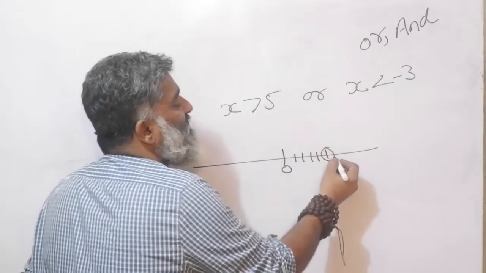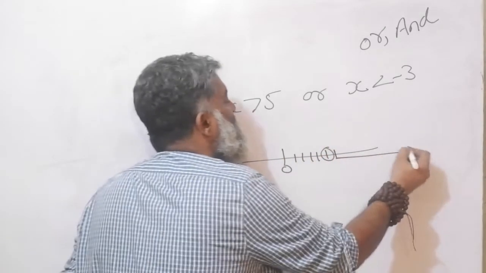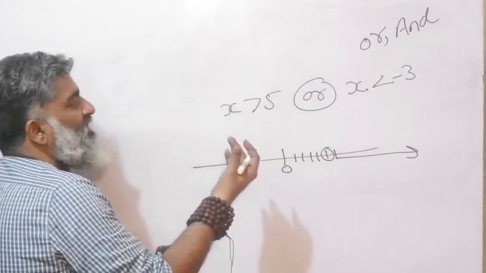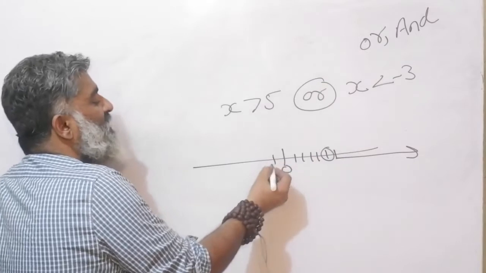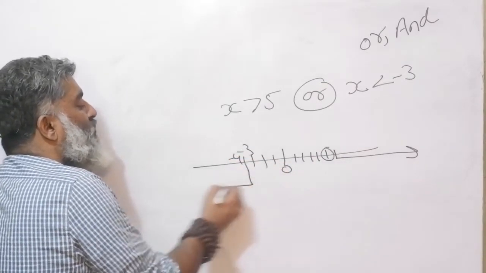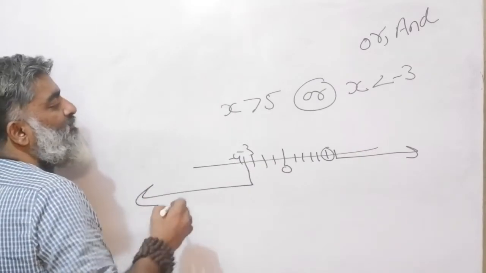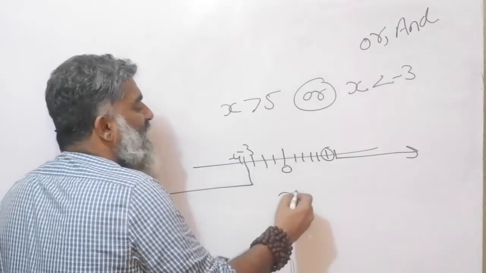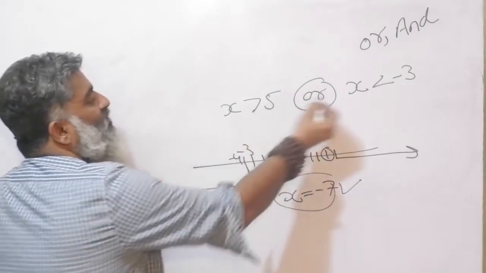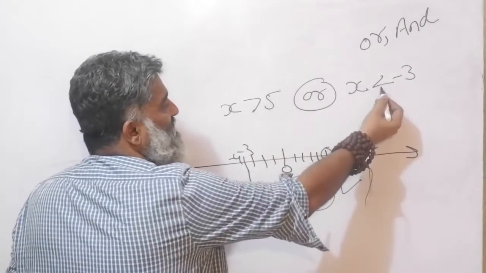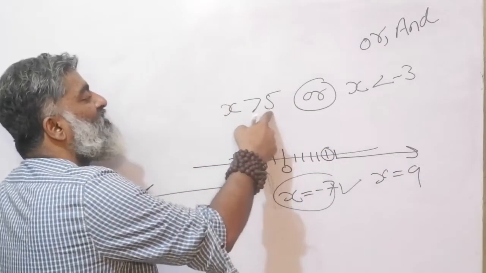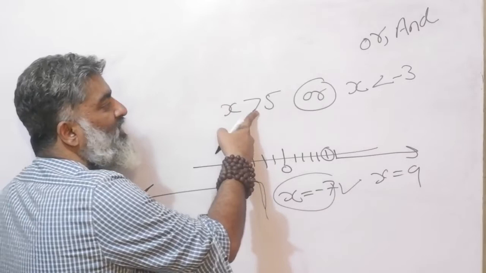So x is greater than 5, so anything beyond 6 including 6 will be okay. Or another possibility is x is less than minus 3, so minus 1, minus 2, minus 3. So anything including minus 4 or less than that will be okay. That means can x be minus 7? Yes, x can be minus 7 according to this rule, x is less than minus 3. Can x be 9? Yes, x can be 9 because or x is greater than 5, right?